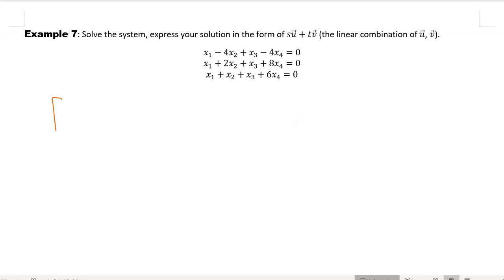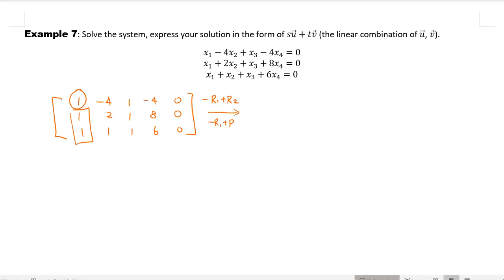Alright, so let's see. Coefficients of the first equation: 1, minus 4, 1, minus 4, 0. Second row: 1, 2, 1, 8, 0. Third row: 1, 1, 1, 6, 0. First step, make the 1,1 entry 1, and it is already 1, so use it to kill the entries below it. Minus R1 plus R2, minus R1 plus R3.